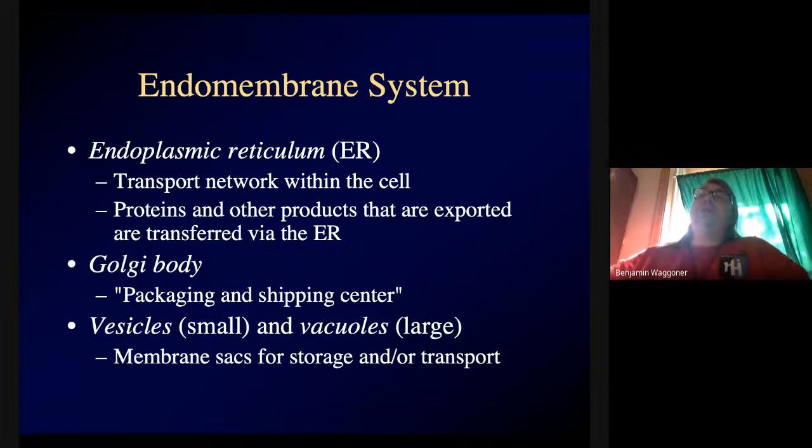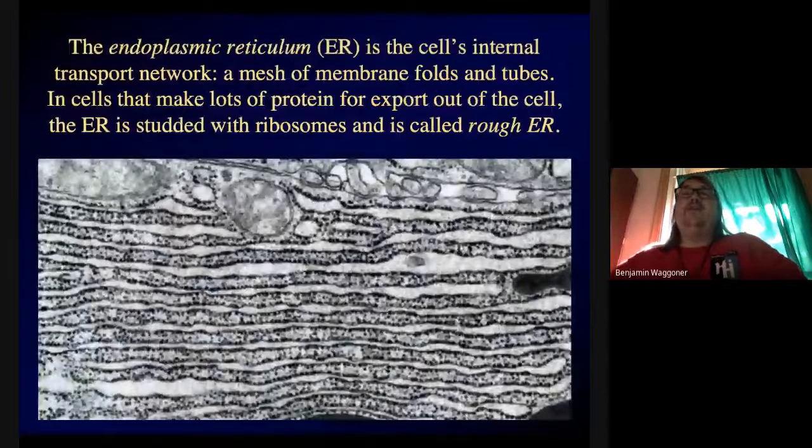And if you take a slice through a cell, this is what the ER looks like. It's a meshwork of folded membranes. Imagine you took a great big sheet, like a bed sheet, and you folded it several times onto itself. You'd get something that looks like the endoplasmic reticulum. This provides a lot of surface area for chemistry to happen.